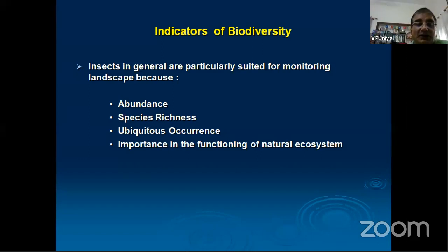On that basis you select indicators. It may be beautiful birds, it can be orchid species, it can be spiders, it can be termites, it can be any mammal species. Since I work in entomology, I am highlighting the issues of insects as indicators, but not only insects are indicators for biodiversity monitoring; other species can be. But the selection and criteria differ on the basis of abundance, richness, occurrence, and the ultimate role in ecosystem health. So this is the criteria.